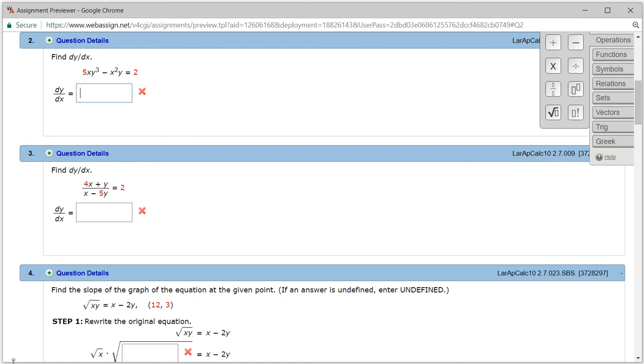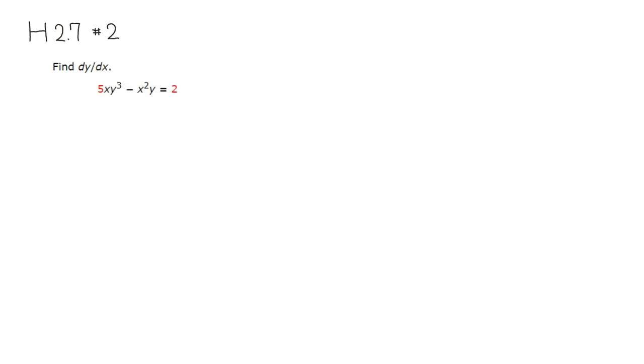Alright, let's look at homework 2.7, problem number 2. Let's find dy over dx using implicit differentiation. So we're going to take the derivative with respect to x.